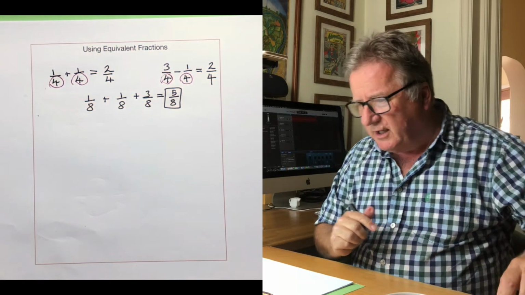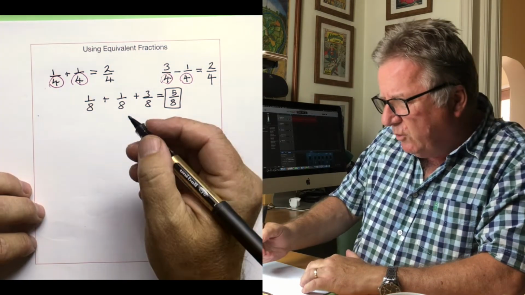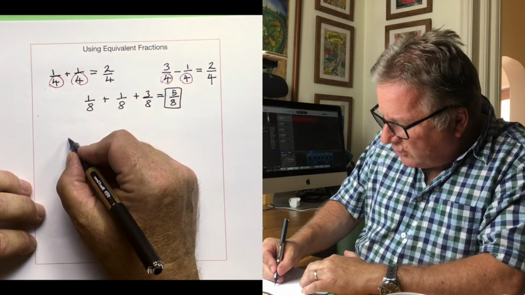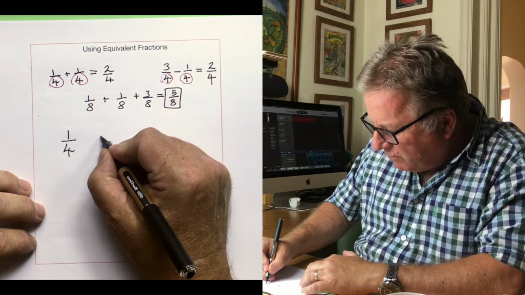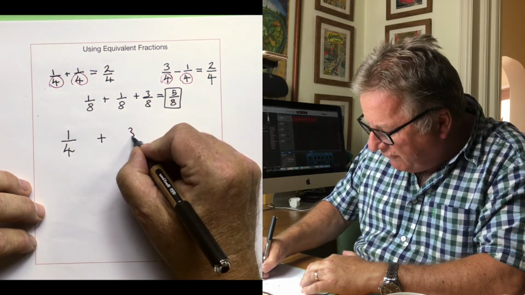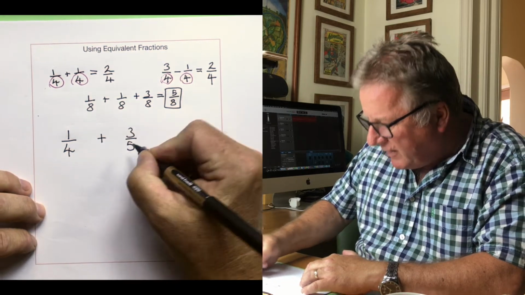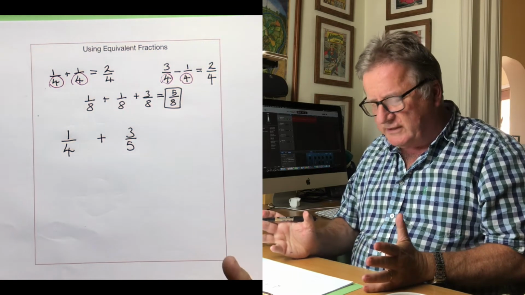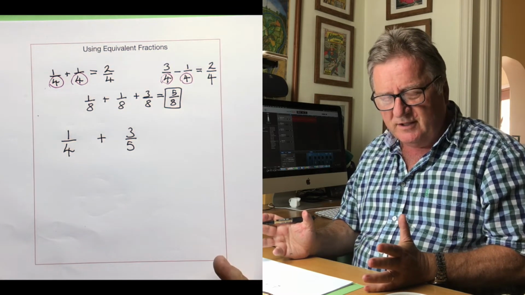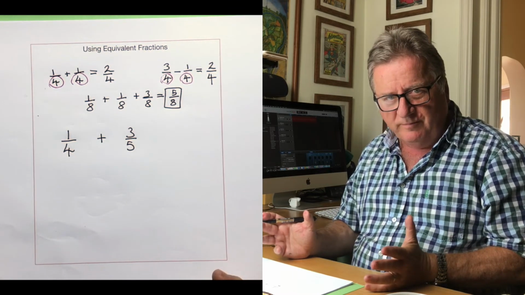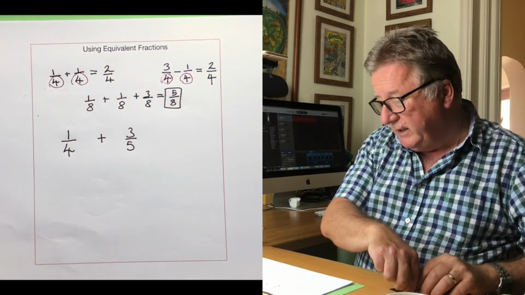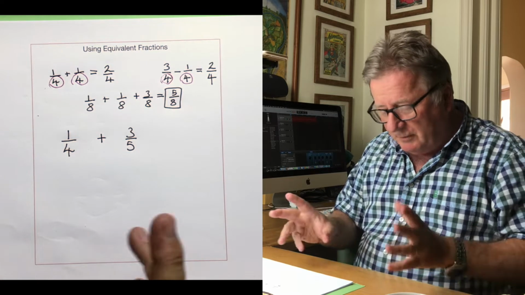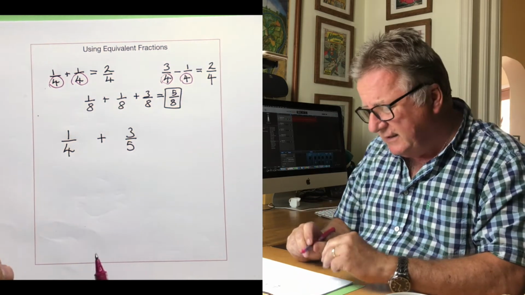So let me give you one to try. We are going to try 1/4 plus 3/5. Now these are not the same size pieces. So what do we do? This sort of question will be in your exam. It could be more complicated than this, but this is fairly standard.